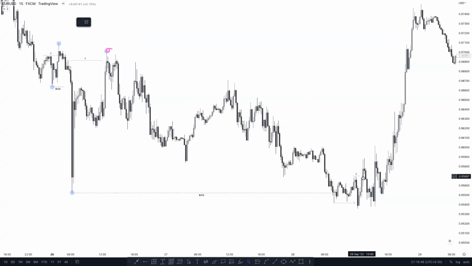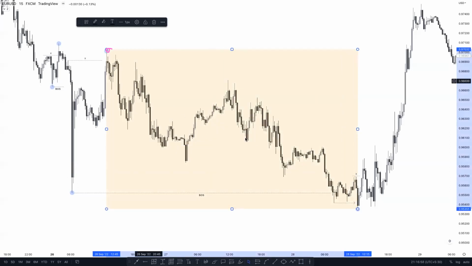And after taking out this inducement, our lower low is confirmed here. So this lower low is confirmed. And where is our range? This high to this low. This is our range between this high and low.